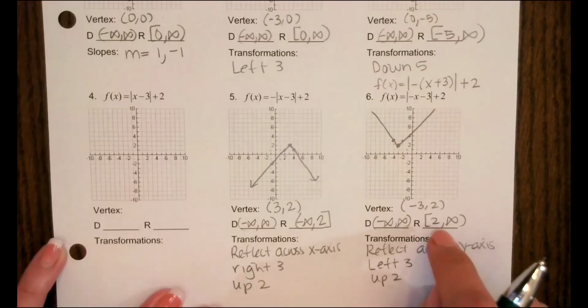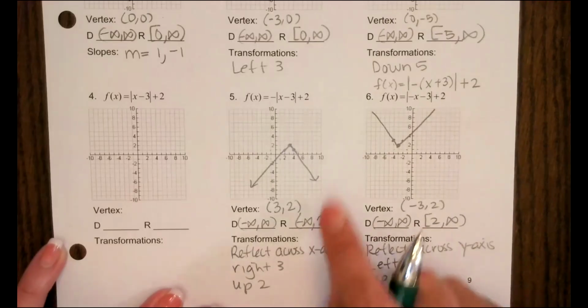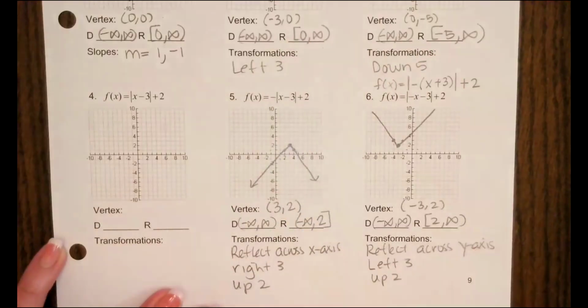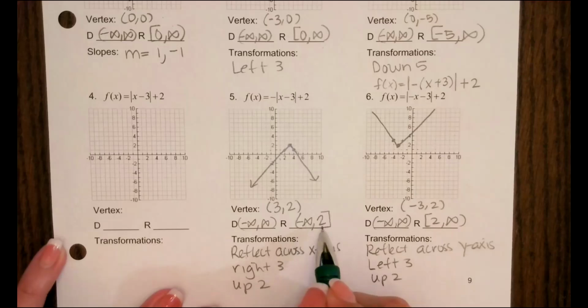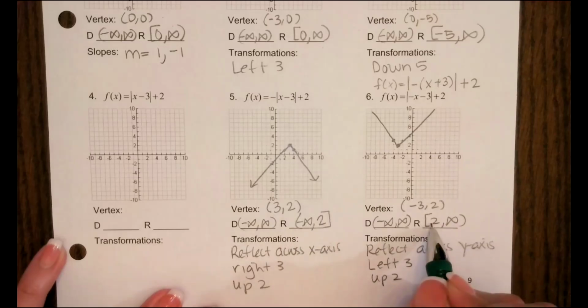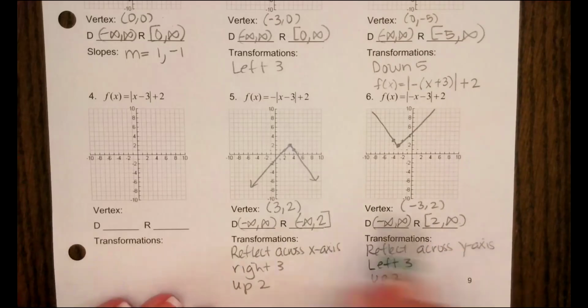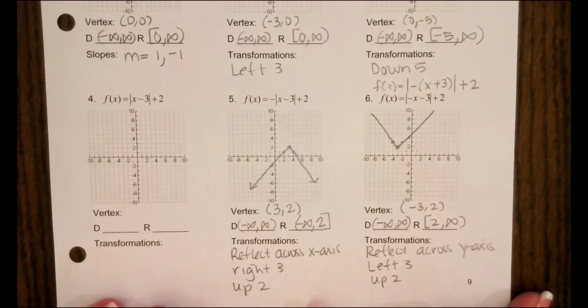Hopefully you notice that that D value also comes in handy for our range. The D is always going to be part of the range, either coming from negative infinity to D or from D to positive infinity. All right, pause the video and you try the two right here. Go ahead and graph number 4 and check if you've done it correctly.